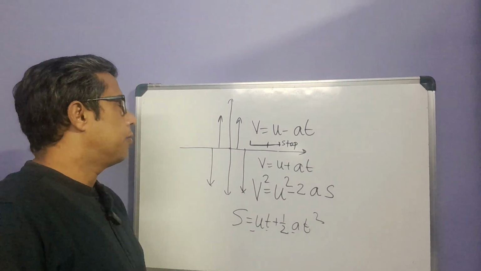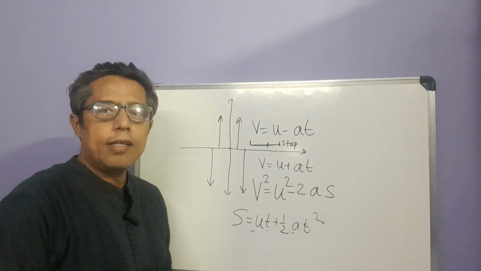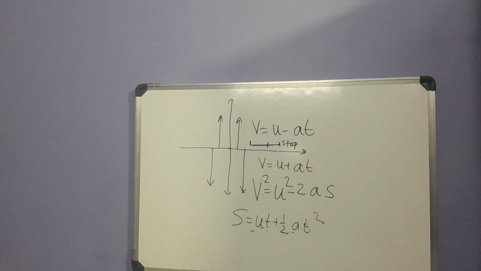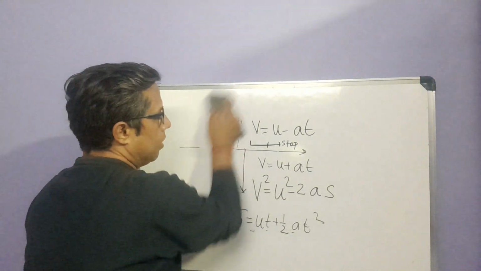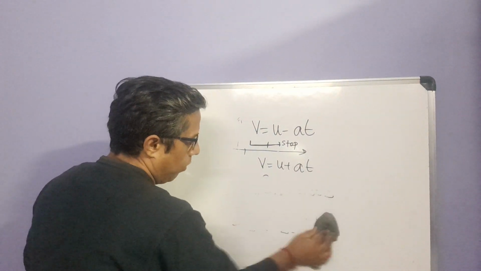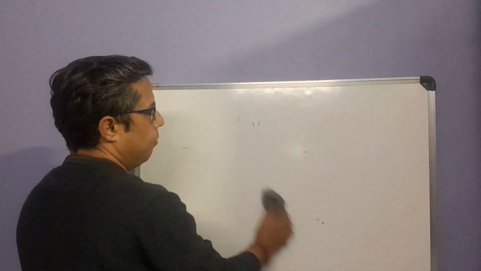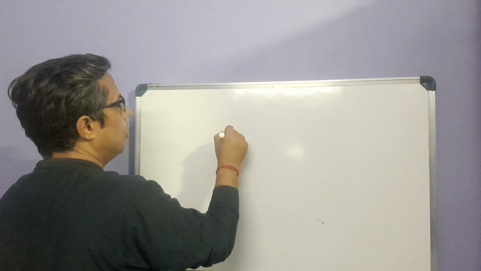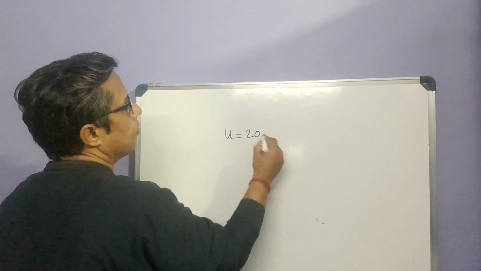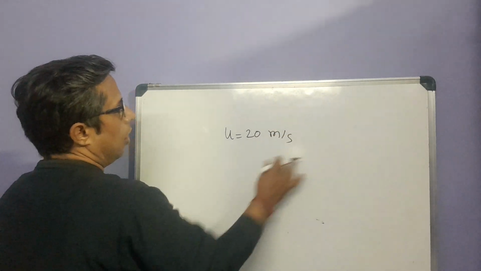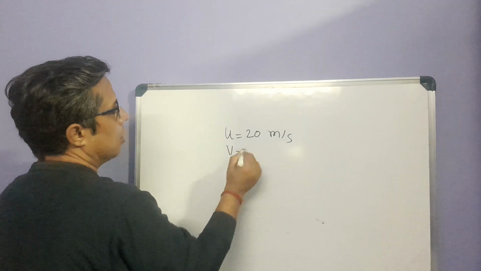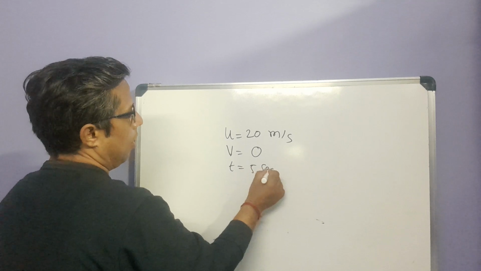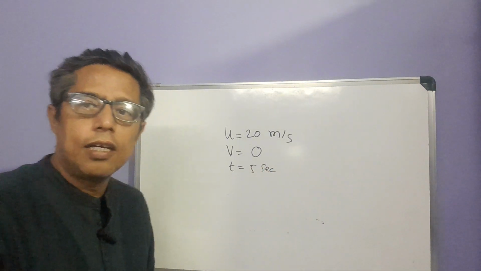Okay, now this is about the horizontal motion. And one more thing, a common confusion for students is whether to take the acceleration as positive or negative. Let me show you a numerical, it will help you clear the confusion. Suppose my initial velocity u was 20 meters per second and the final velocity is 0. Now the time was 5 seconds. Now the question asks me to find the acceleration.